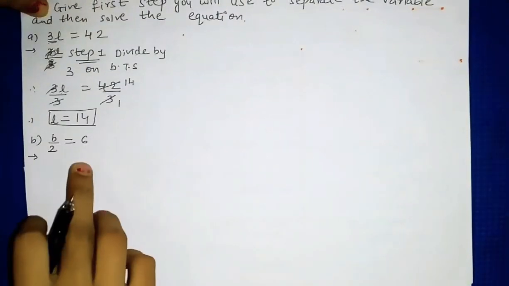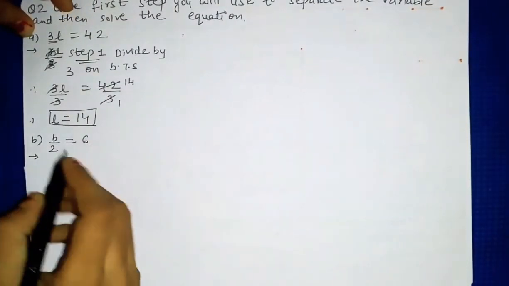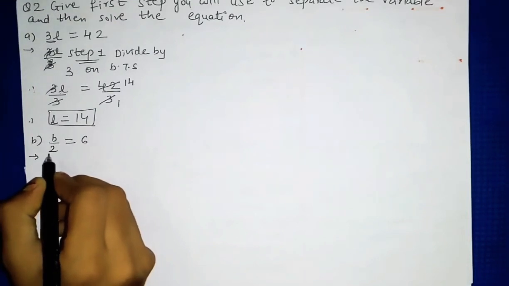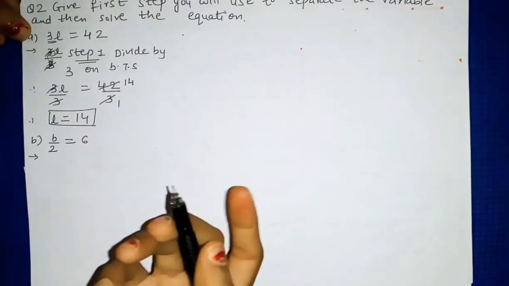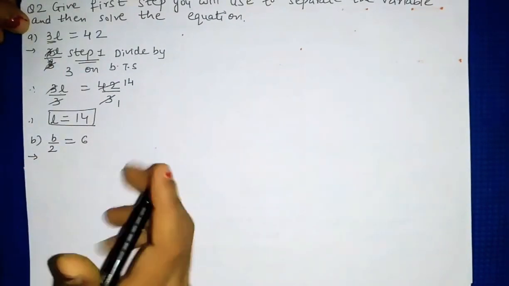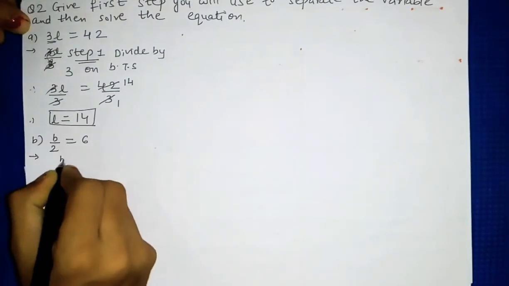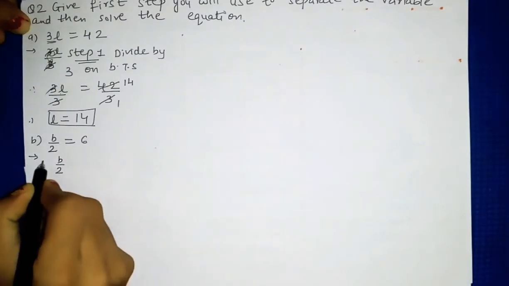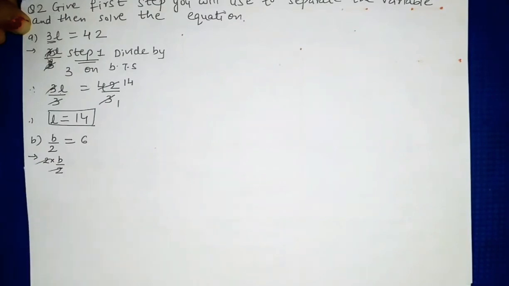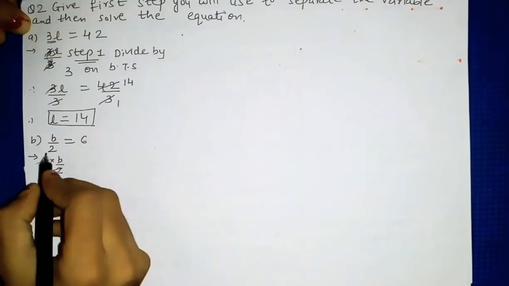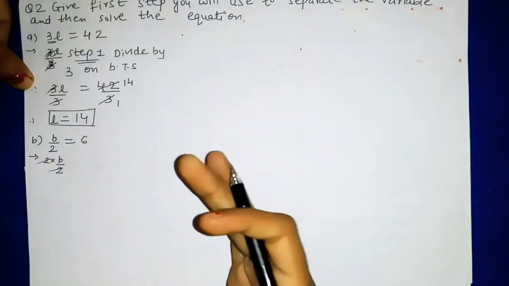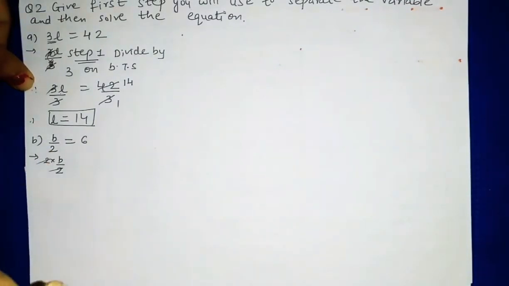Now b upon 2 equal to 6. Now we want to find b. This 2 should be removed. Now 2 is given in the denominator. First of all you need to understand how we will remove this 2. It is very easy. See, b upon 2 is given. If here I write 2 in multiplication, then this 2 and 2 can be cancelled. So 2 is in division. What is the opposite of division? It is multiplication. So we have to do multiplication.